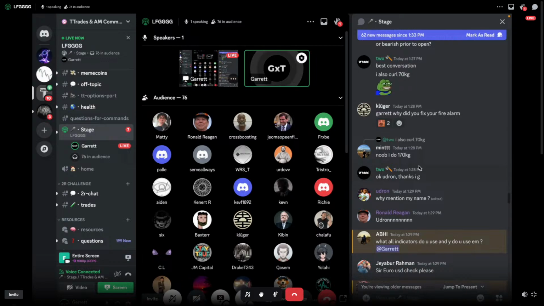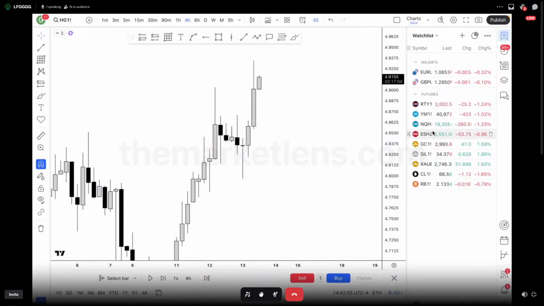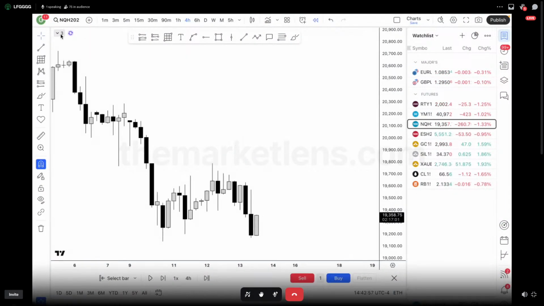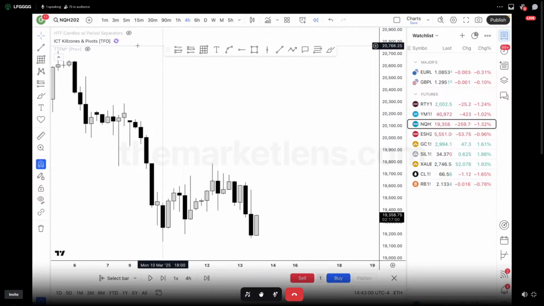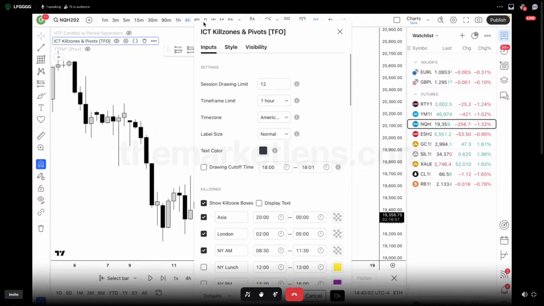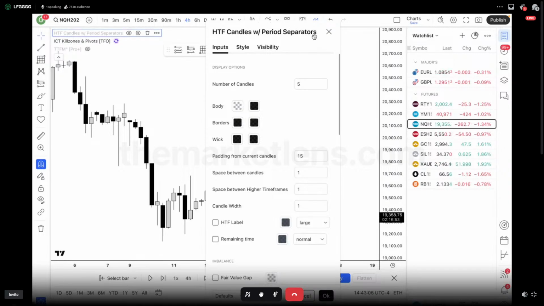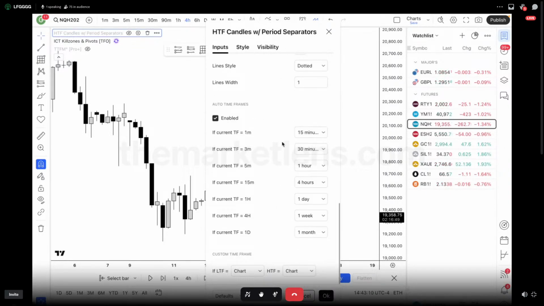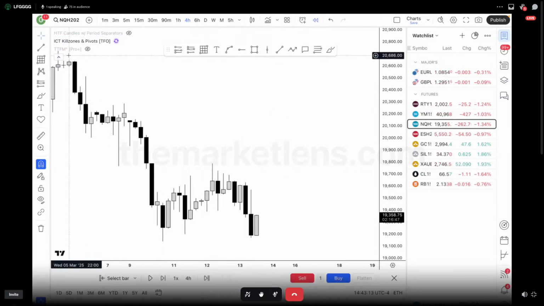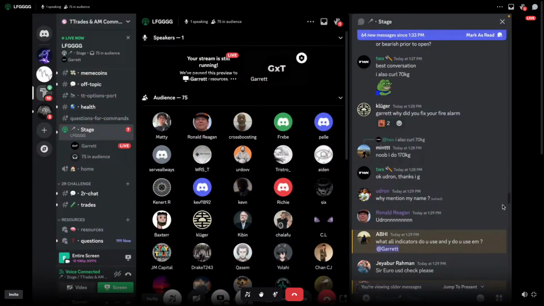What are all the indicators you use? It's just to help me with sessions. So it's ICT kill zones and pivots, right here by TFO. And then you got this one. There's like a free version of this, linked somewhere. You can't use this one apparently. It's like a paid one or something. I don't know. And then Fractal model indicator. And that's pretty much all I use.